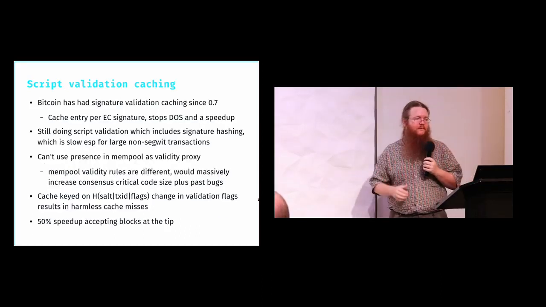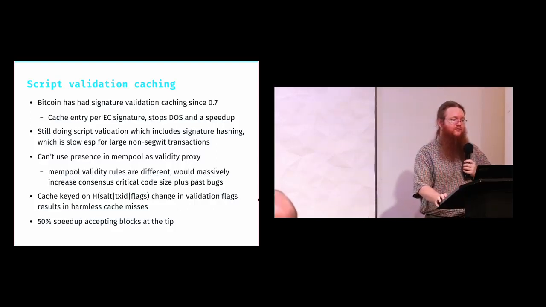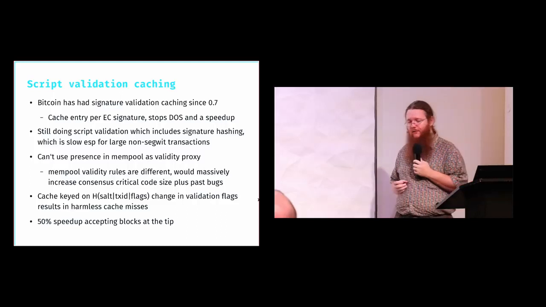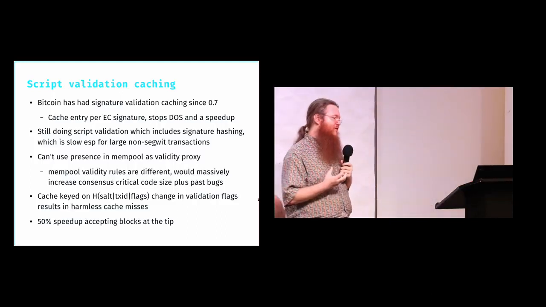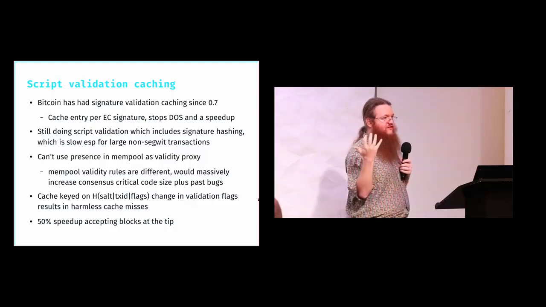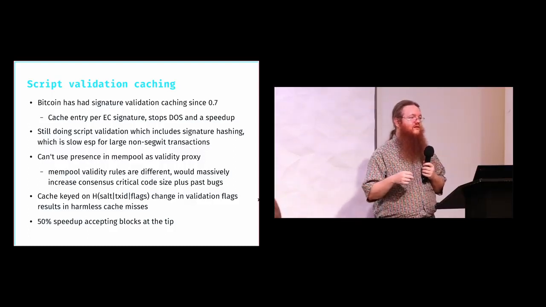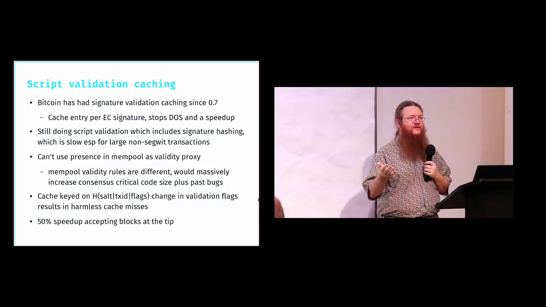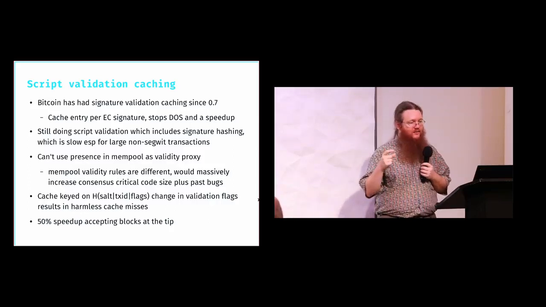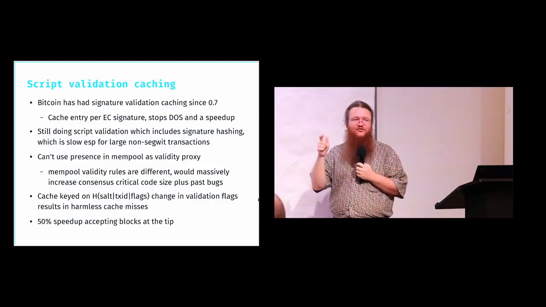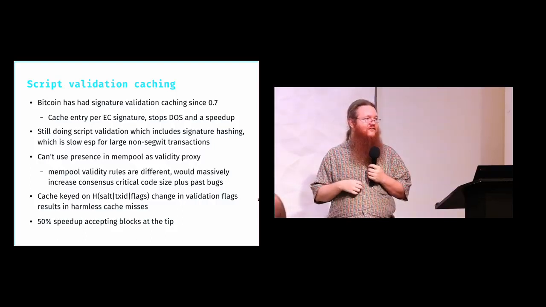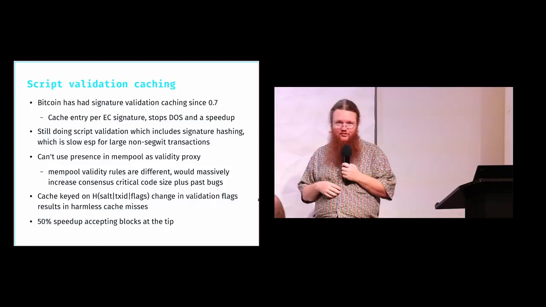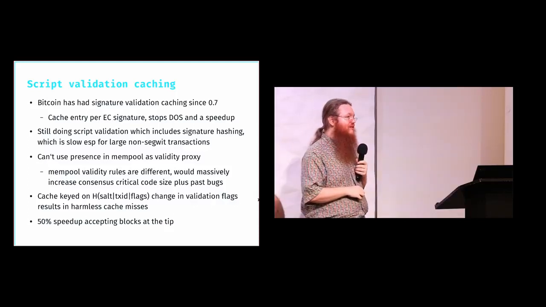So another one of the big performance improvements in 0.15 is this script validation caching. So Bitcoin has had, since 0.7, a cache that basically memorizes every public key, message, signature tuple and will allow you to validate those much faster if they're in the cache. This change was actually the last change to the Bitcoin software written by Satoshi. He had written a patch and sent it to Gavin, and it just sat languishing in Gavin's mailbox for a year.